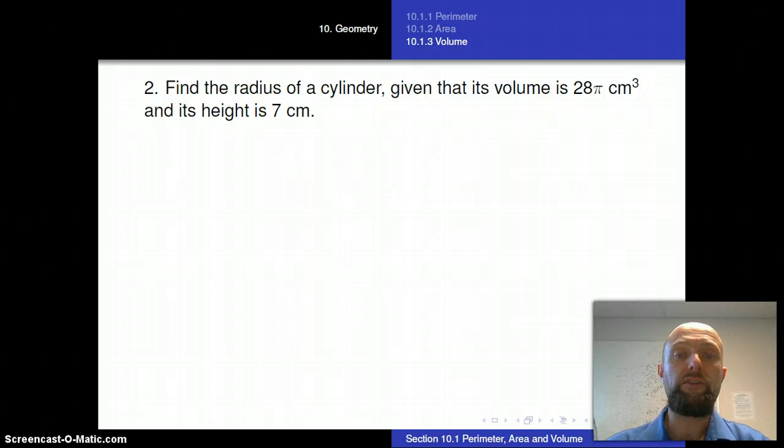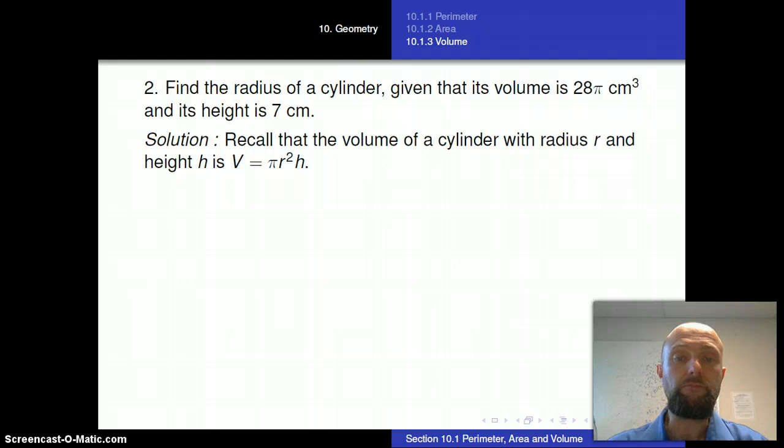Question 2. Find the radius of a cylinder given that its volume is 28 pi cubic centimeters and its height is 7 centimeters. Recall that the volume of a cylinder with radius r and height h is pi r squared times h. So here it is given that the volume is 28 pi cubic centimeters. So 28 pi cubic centimeters must be equal to pi r squared times 7 centimeters.